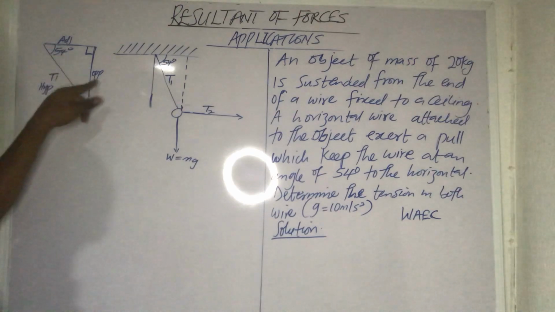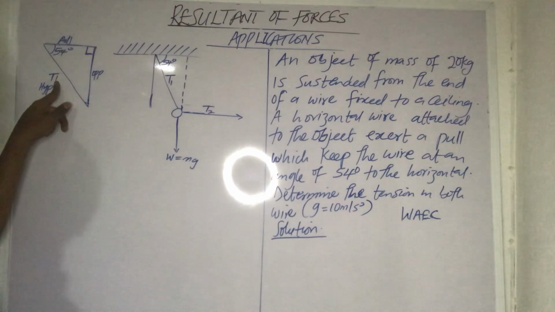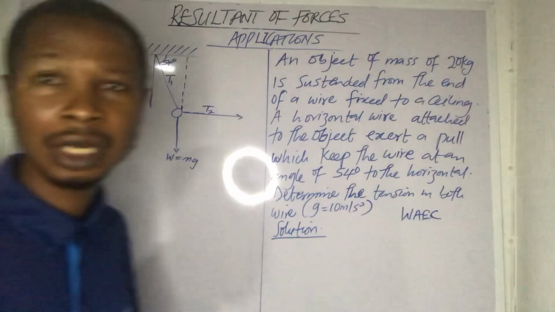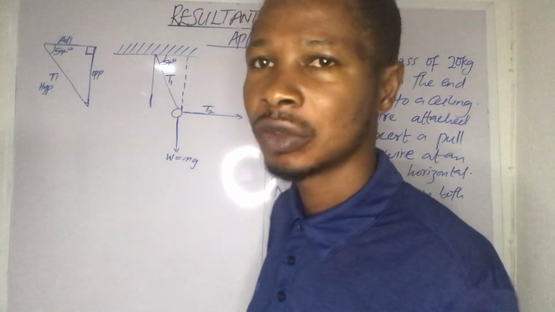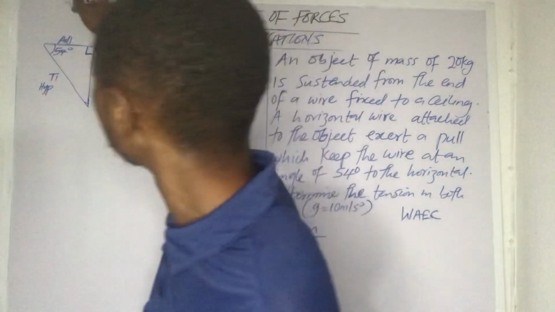Now if I consider this and this, opposite and hypotenuse, which of the trigonometric ratios combines opposite and hypotenuse? From our SOHCAHTOA.